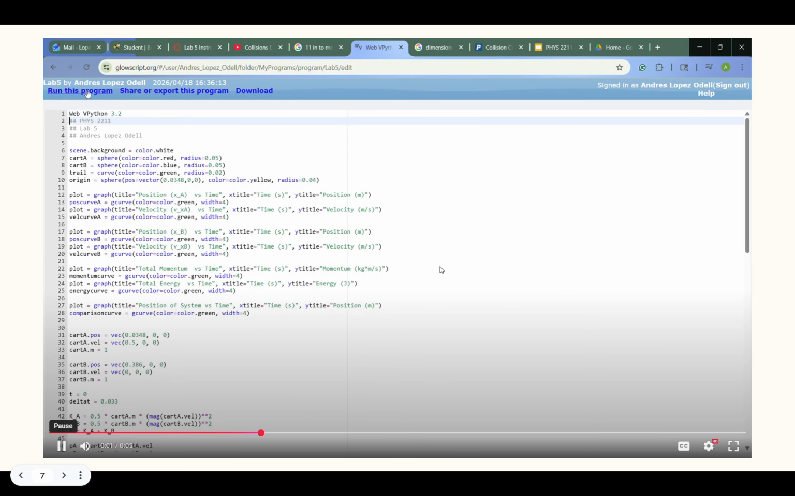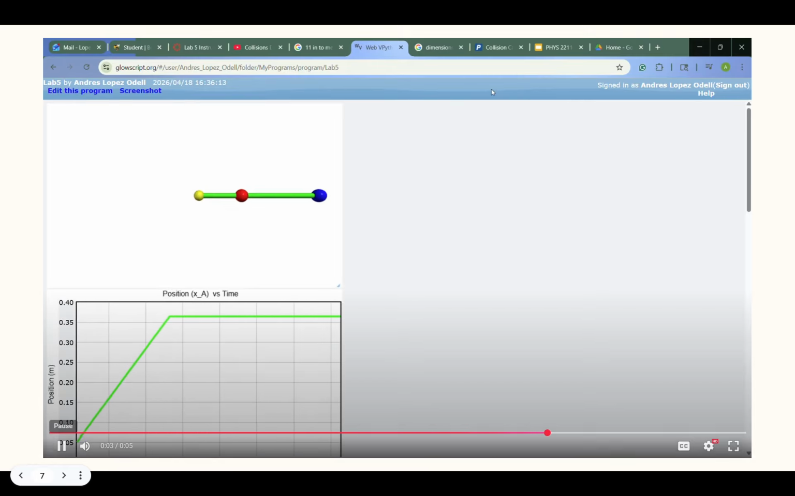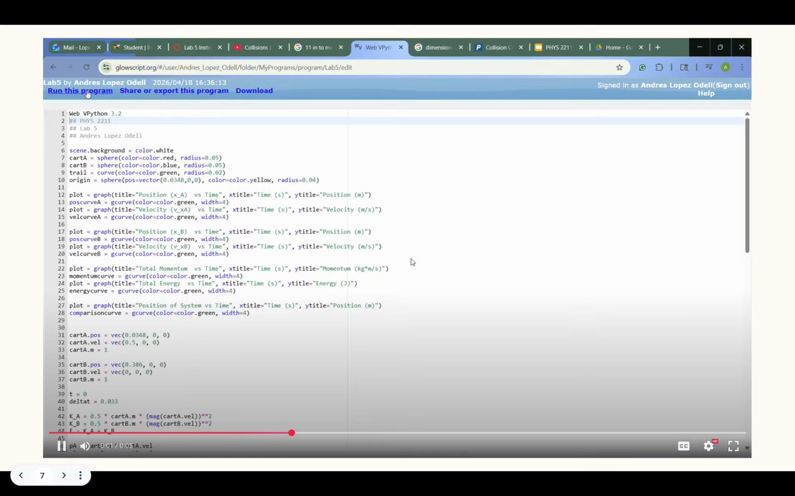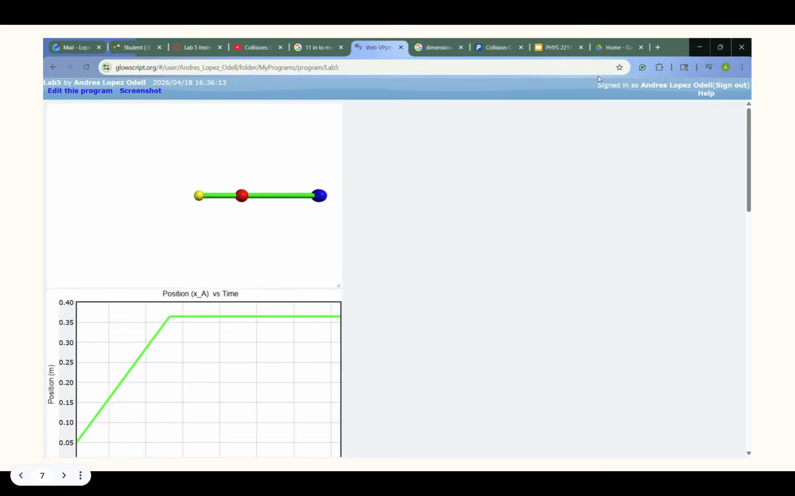And this is what the model looks like on GlowScript. As you can see, I plotted in red the first card and in blue the second card.